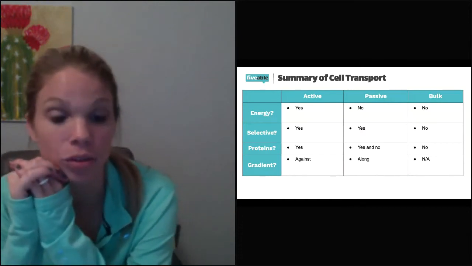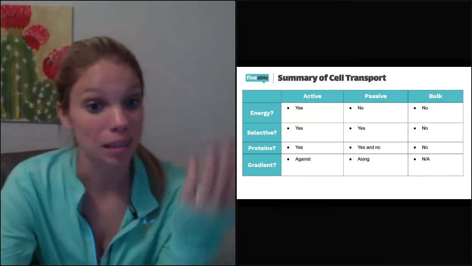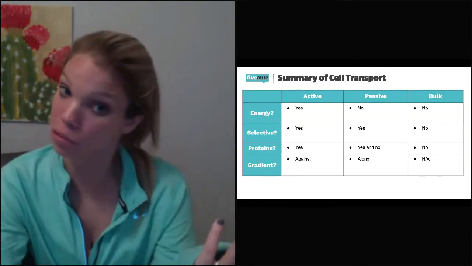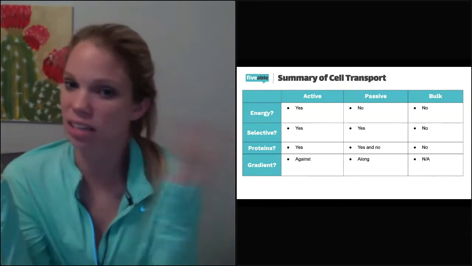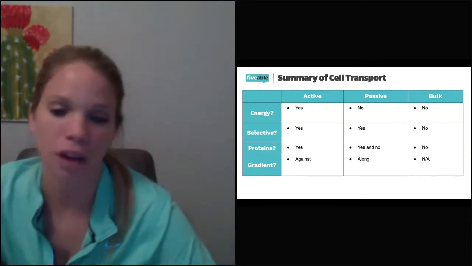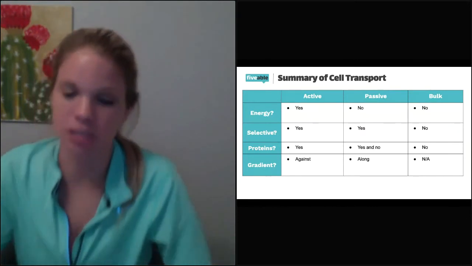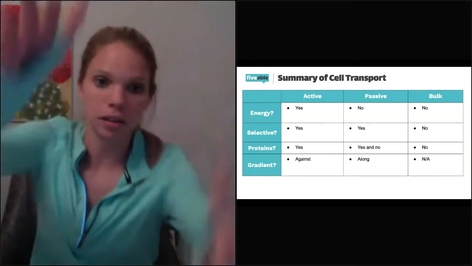Proteins. Active transport is going to use proteins. Passive transport may use proteins. It may use diffusion. It may use facilitated diffusion. So it's a yes and a no. Bulk transport obviously is not going to use proteins because they just, again, go Daddy Shark style.